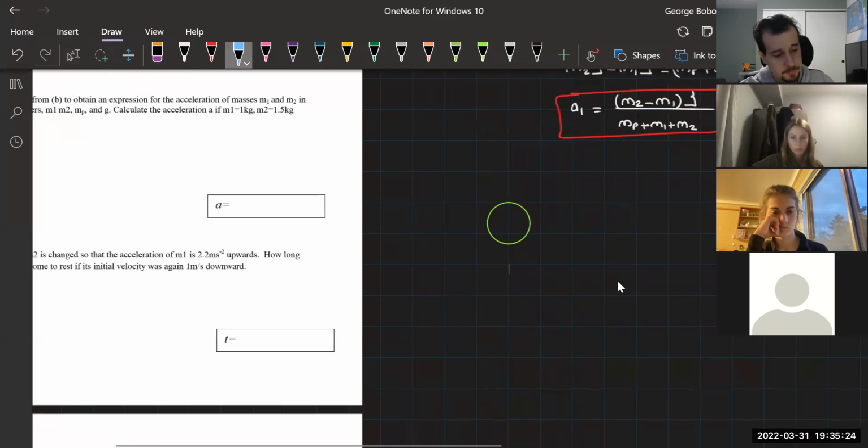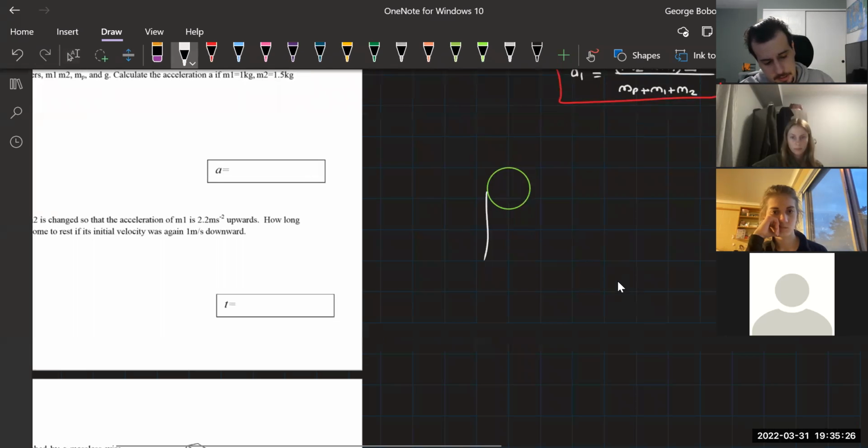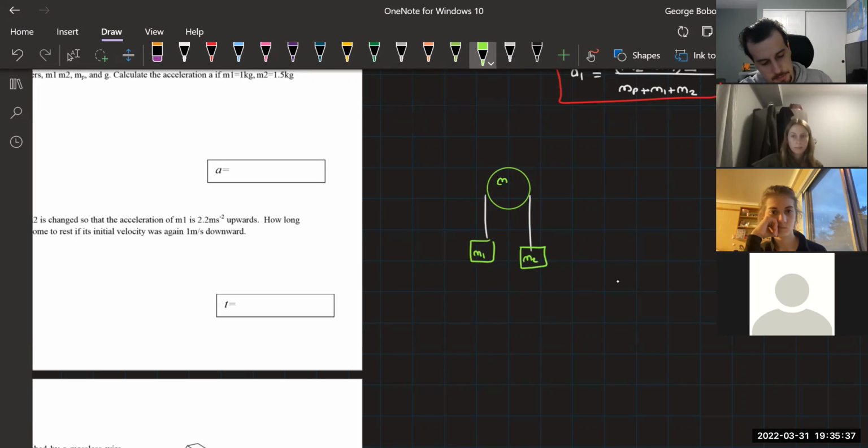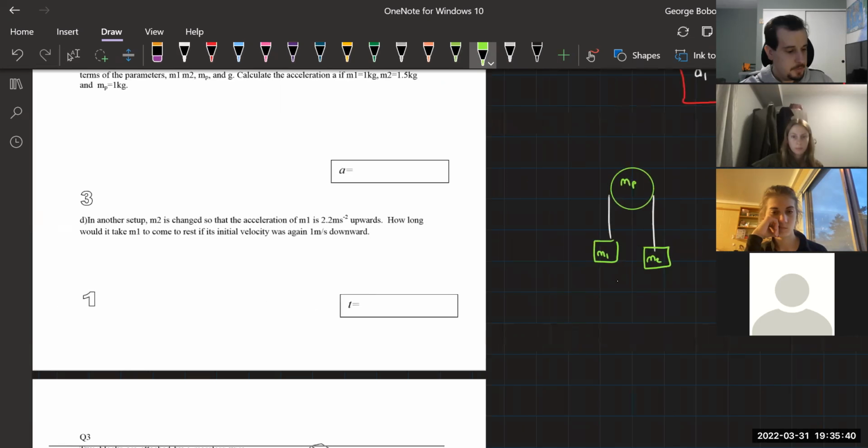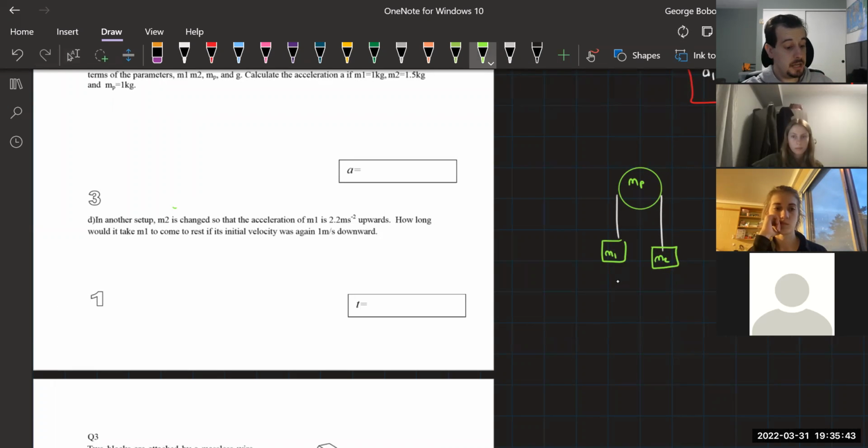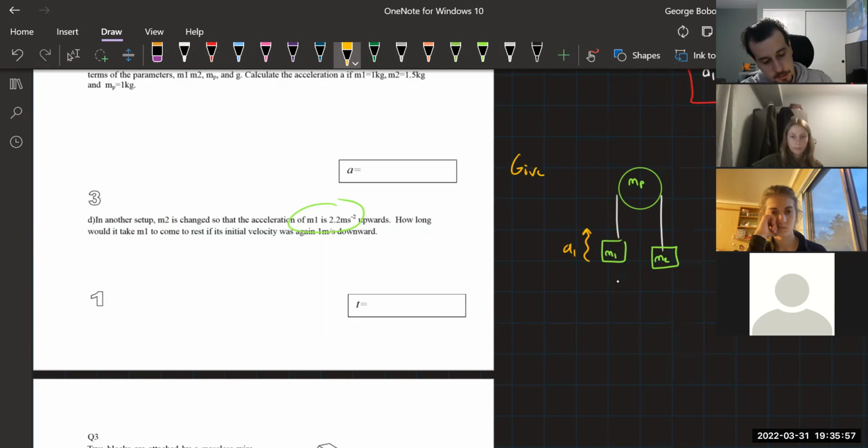So we have the same system. I'm going to give it a silly diagram here. It's not going to be that long of a problem. So we have the little blocks over here, M1, M2, MP, whatever. And we are being told that the mass is being changed for M2 such that M1 goes like this, upwards. So M1 is going upwards right now. This is A1. So given is that A1 is 2.2 meters per second squared up.